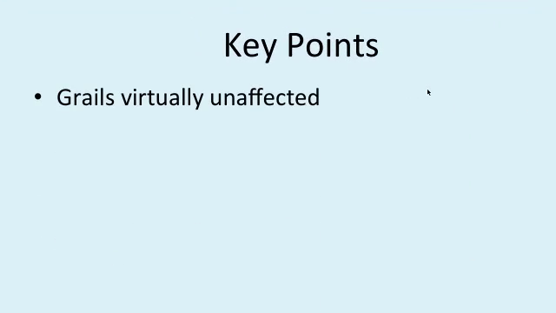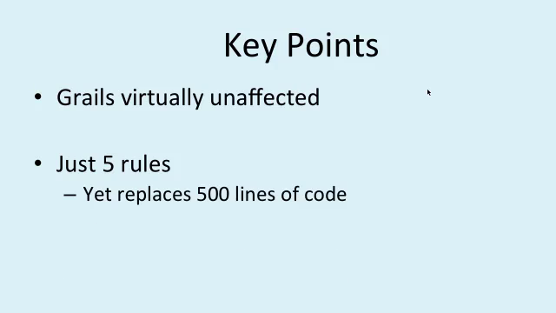So to summarize, our key points are: first, the Grails app was virtually unaffected, with the exception of adding the transactional annotation. There was no change to our code. While this was a very simple application, this is the business logic equivalent of hello world, just 5 rules. Yet we replaced 500 lines of code. Now think about that for a moment. Estimations for how much code a person can produce per day range from 12 to maybe 20 lines. That's weeks worth of effort with 5 rules that are totally apparent and transparent to business users.